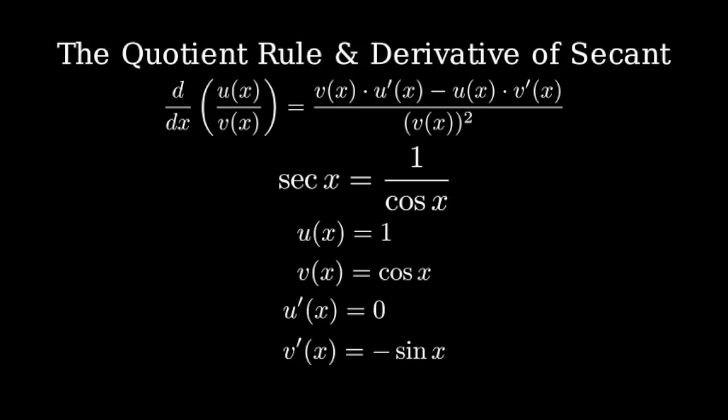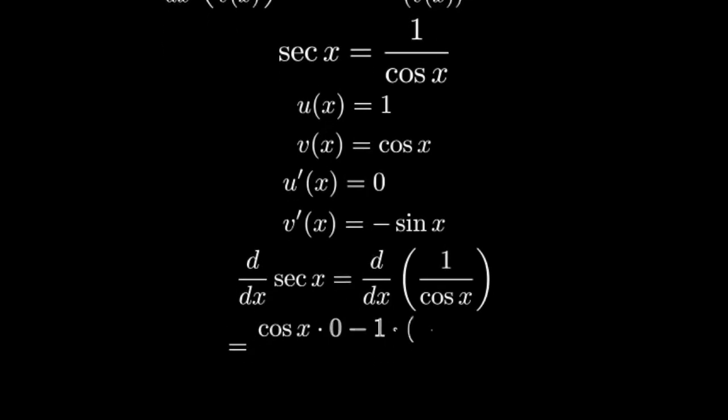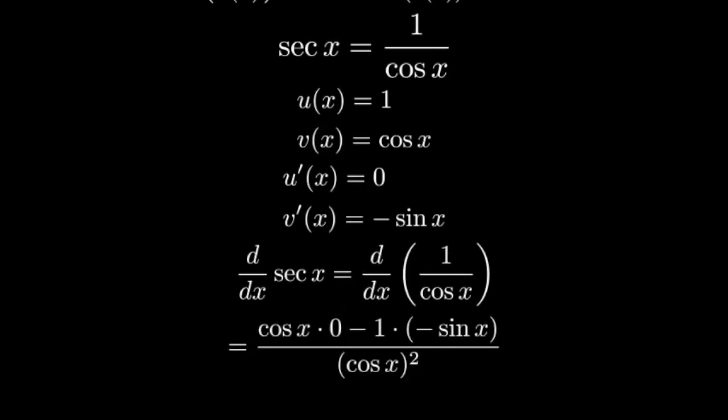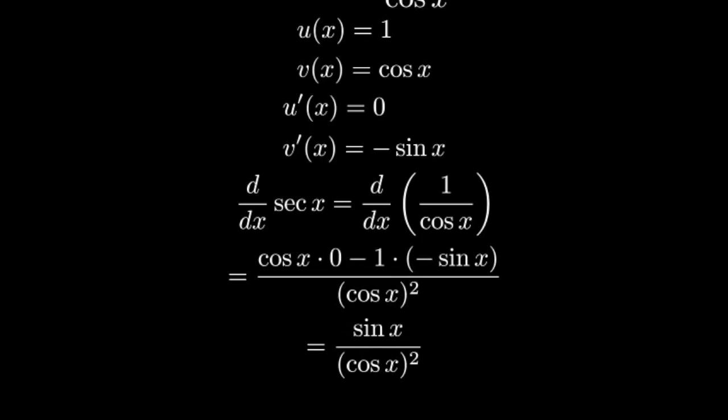Now, let's apply the quotient rule. First, multiply v times u prime, which is cosine x times 0. Then, subtract u times v prime, which is 1 times negative sine x. All of this goes over v squared, which is cosine x squared.